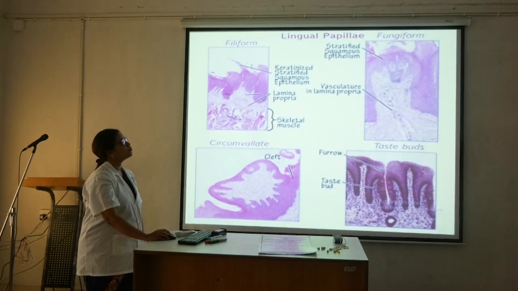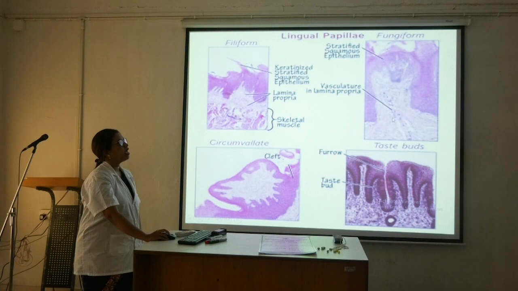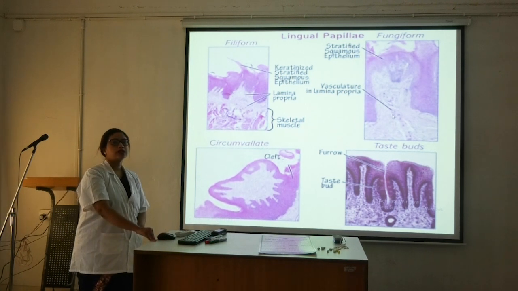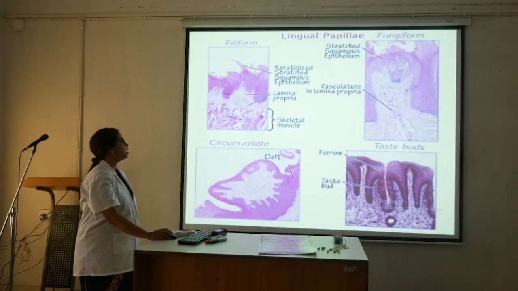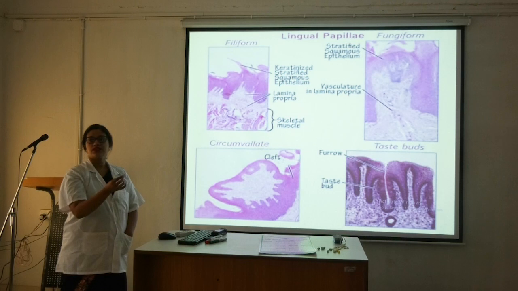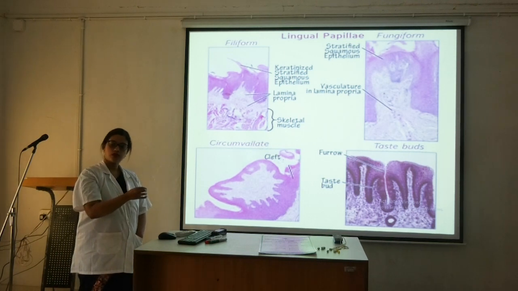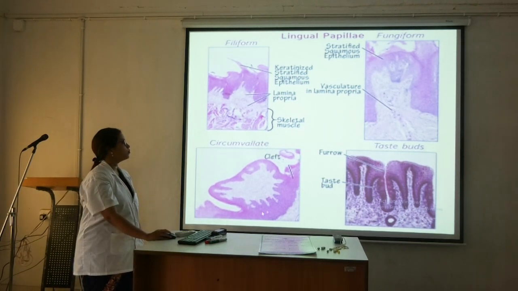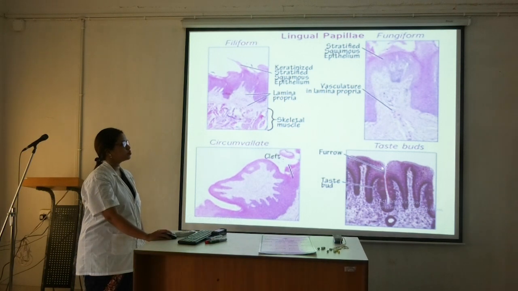Then fungiform. You can see it looks like a mushroom. Fungiform is stratified squamous epithelium again, and you can also see some vasculature there. And circumvallate, how does it appear? There is a furrow, and there are von Ebner's glands at the base. So this is the circumvallate papilla, and these are the taste buds.